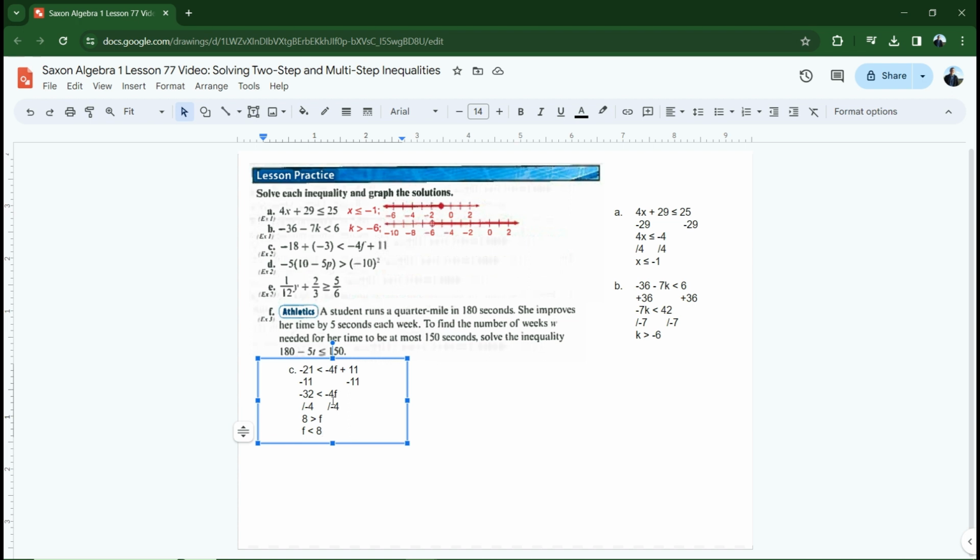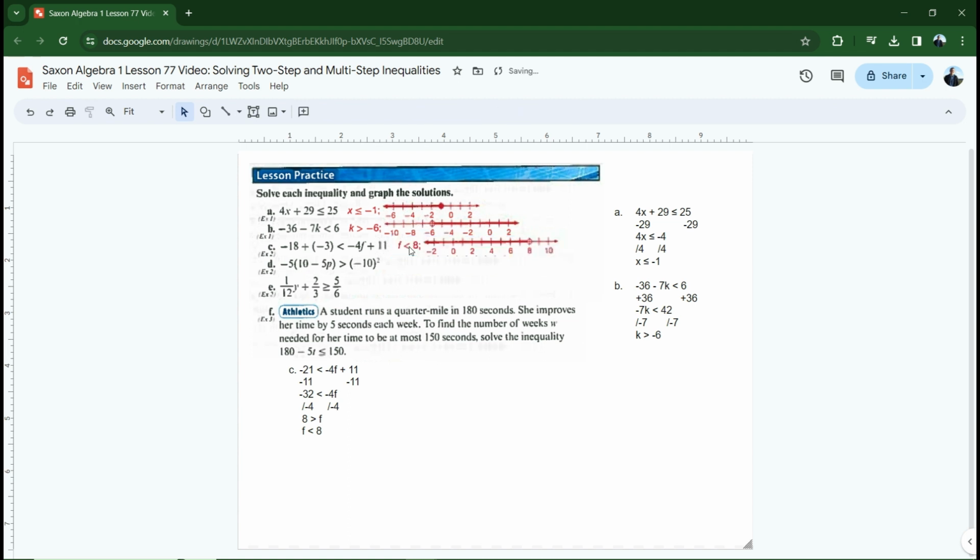Let's just see if that works. So I'm going to plug in 0 again because 0 is less than 8. Let's see if 0 is a solution to this. So if I plug in 0, I have 11 on this side. Negative 21 is less than 11. It works. So that's evidence that I did this correctly. This is what the number line looks like. Open circle at 8, shade to the left.